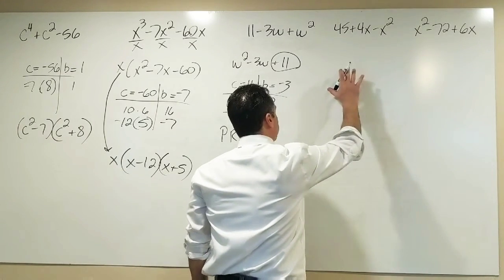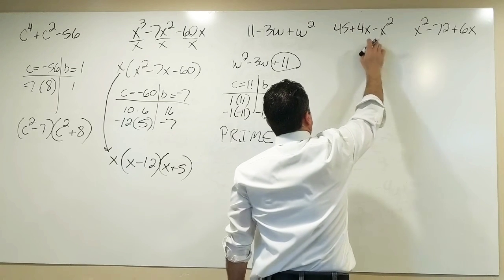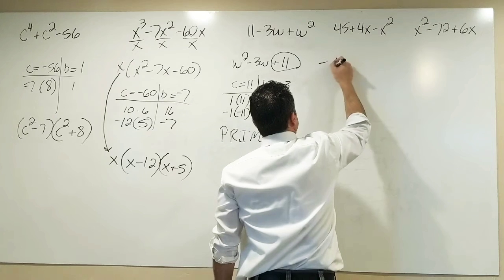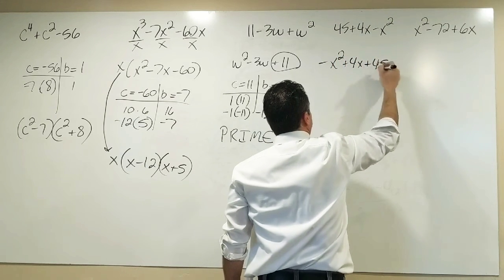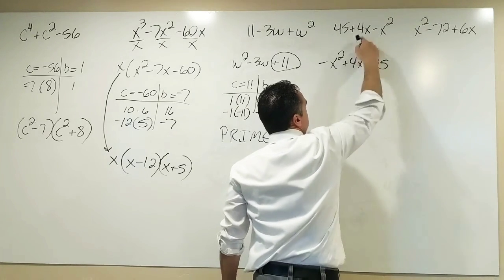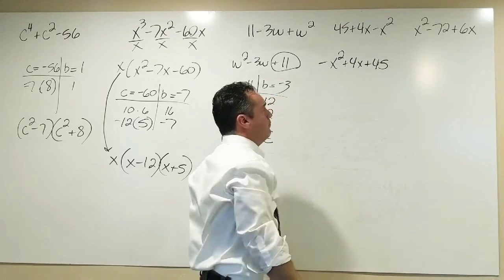This one's really weird. I didn't expect you to get this one right. We check for a common factor. No numerical common factor. So we put this in descending order: negative x squared plus 4x plus 45. That's what we do. Again, a negative x squared, positive 4x, positive 45. These two things are the same.